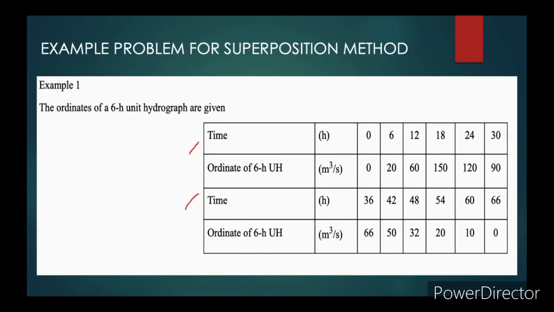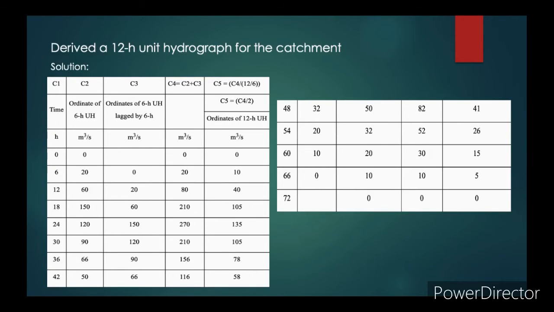In answering this problem, we need to use the tabular method, so it is easier to answer and easier to understand. The problem is: derive a 12-hour unit hydrograph for the catchment. In the solution, column 1 is the given time: 0, 6, 12, 18, 24, and so on. Column 2 is the ordinate of the 6-hour unit hydrograph.